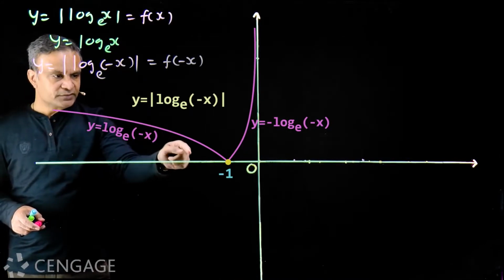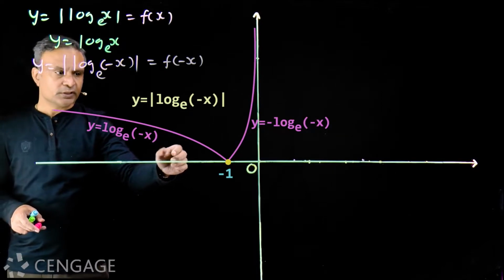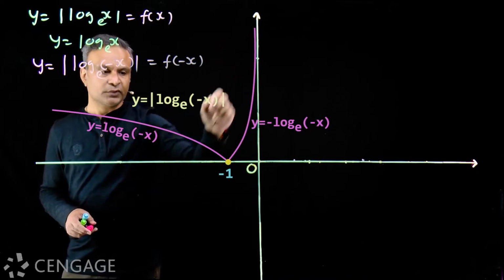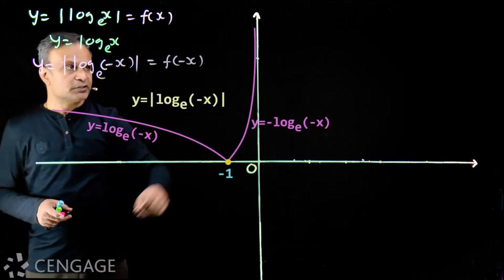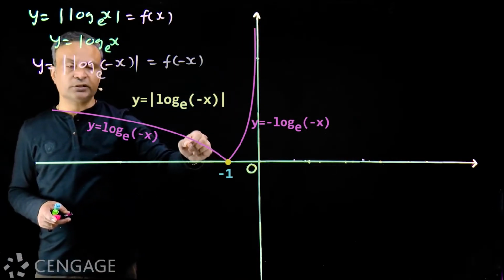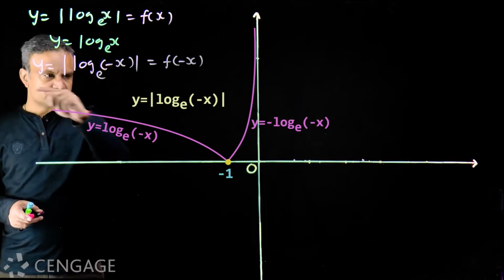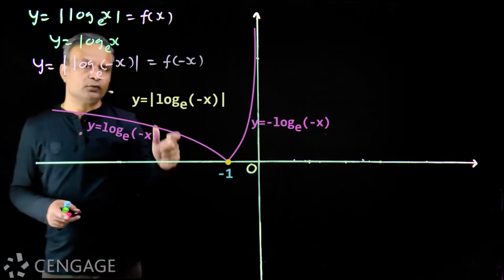In this interval minus infinity to minus 1, function decreases. And in this interval minus 1 to 0, function increases. X is equal to minus 1 is a point of non-differentiability. Then this part of the graph represents function y is equal to minus log of minus x, and this part of the graph represents function y is equal to log of minus x.